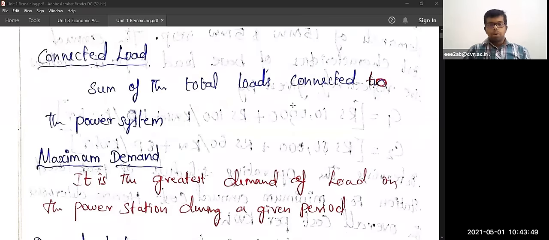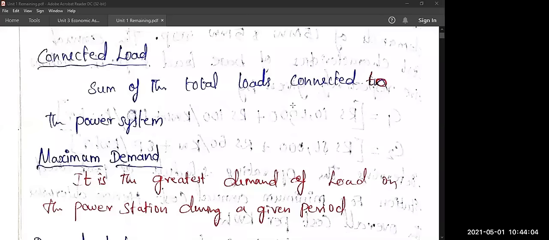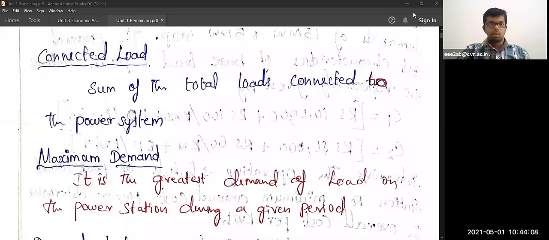Today, I'm going to revise and we are going to solve the problems that we have seen in the last class. That is load curve and load duration curve. Then the connected load, maximum demand, load factor, diversity factor. Like that, everything we are going to calculate in today's class. So first, just revising.